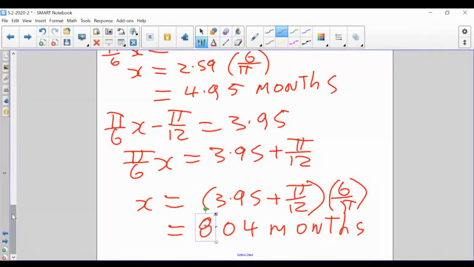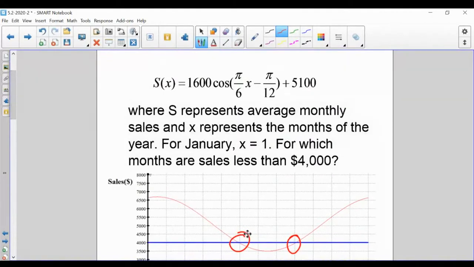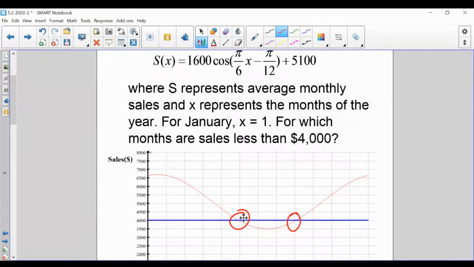But here's the thing that we really need to be sure of. Do we know whether it's before? No, we have a picture in front of us that tells us that it's probably going to be between these 2 months that we are below the $4,000 line, right? What if we didn't have the picture? How would we know? We know when it's equal to 4,000. That's what we just solved. We just solved the equation when it's equal to 4,000. But how do we know?